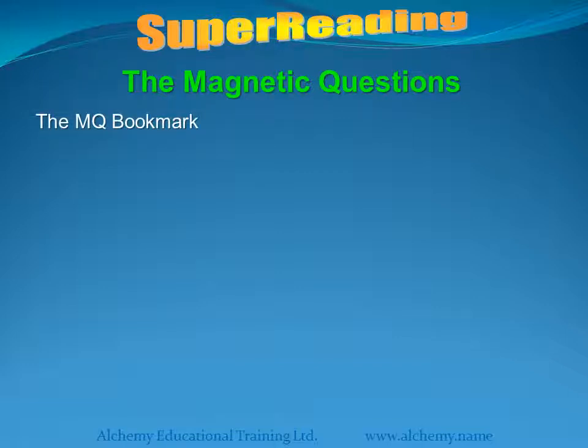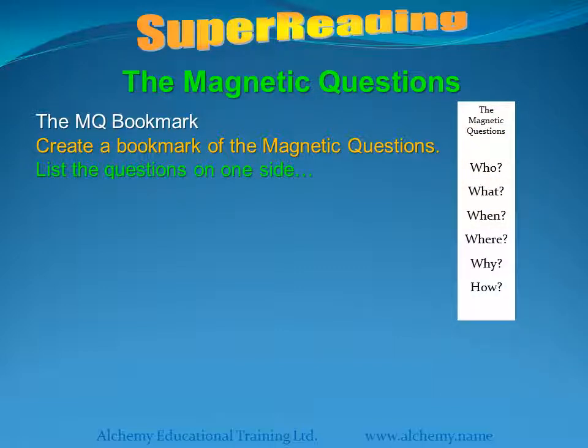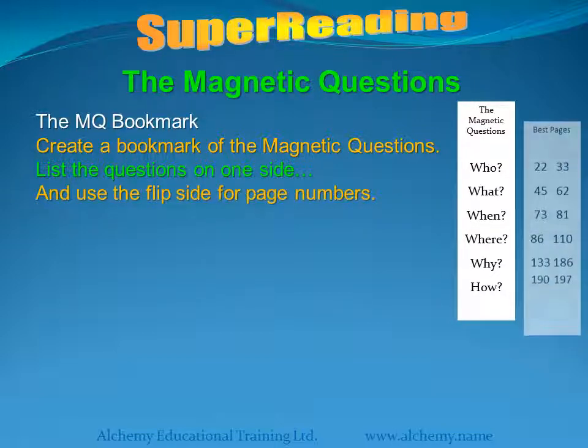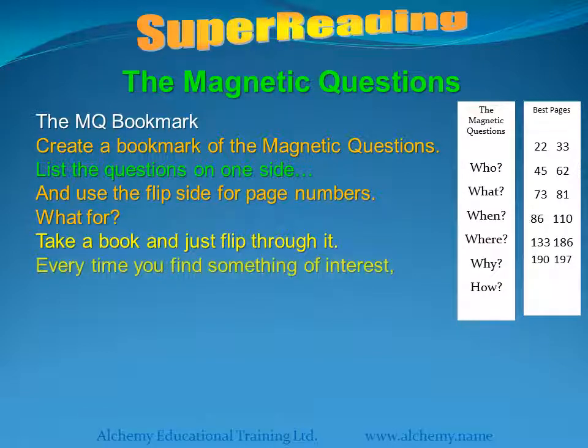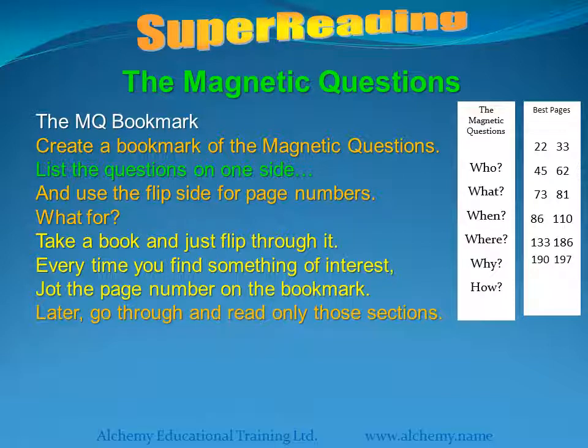The MQ bookmark. Create a bookmark of the magnetic questions. List the questions on one side: who, what, when, where, why, and how. And use the flip side for page numbers. What for? Take a book and just flip through it. Every time you find something of interest, jot the page number on the bookmark. Later, go through and read only those sections. This saves hours of reading what you don't need.